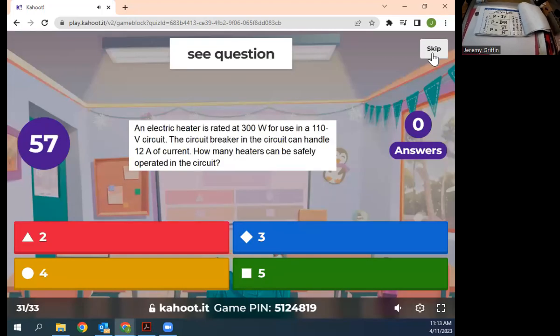Electric heater rated at 300 watts, 120 volt circuit. Circuit breaker can only handle up to 12 amps. How many heaters can safely be operated?